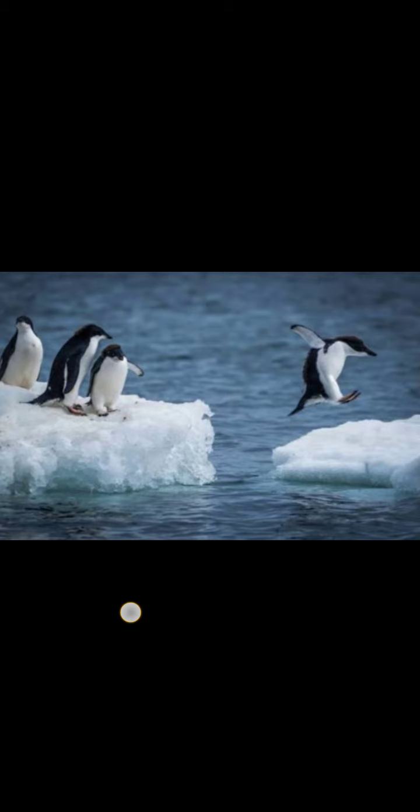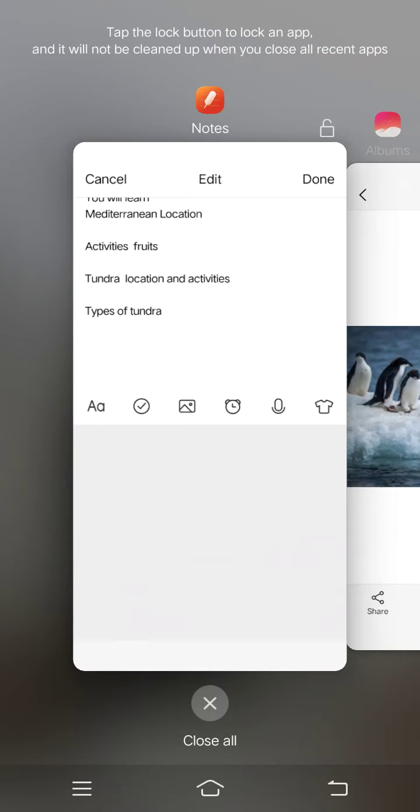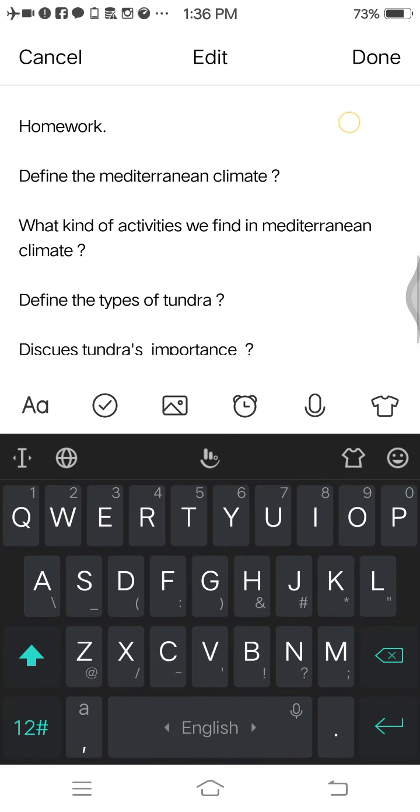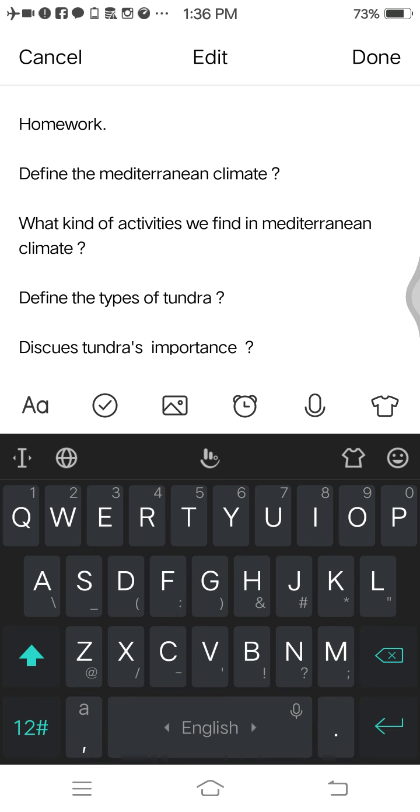You can also look in the book, with reference to pages 26 and 27. Your homework, with the help of your notebook and book: define the Mediterranean climate; what kind of activity do we find in the Mediterranean climate; define the types of tundra and discuss the tundra's importance. So these are your home tasks. Thank you so much for listening to me.